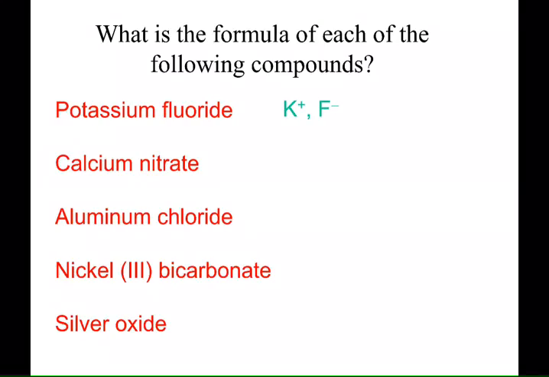So you can find potassium on the periodic table. It's a 1A, so +1. Fluorine on the periodic table is a 7A. It picks up 1 electron, so it's a -1 anion. Crisscross, and of course we get one of each, right? KF.